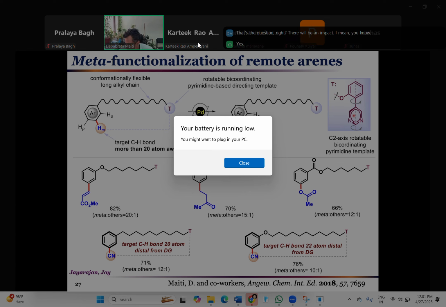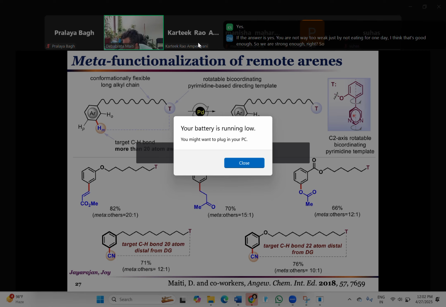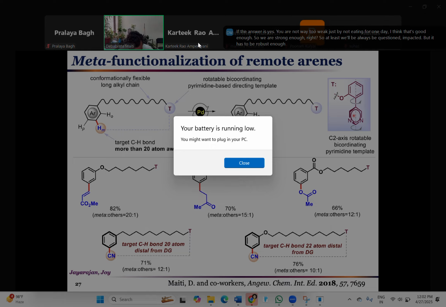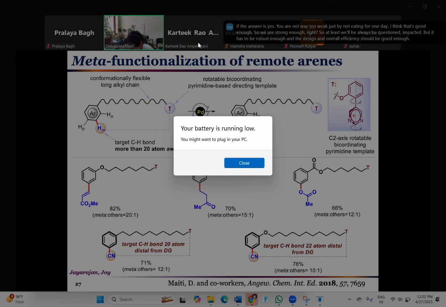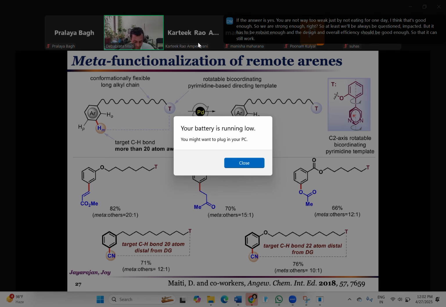I mean, let's say if you don't eat today, tomorrow there is an impact, but is your body able to withstand that impact? If the answer is yes, you are not way too weak just by not eating for one day, I think that's good enough. So we are strong enough, right? So the catalyst will always be questioned, impacted, but it has to be robust enough, and the design and overall efficiency should be good enough so that it can still work despite being impacted, despite being down from time to time, right? So this is what I'm telling over here.